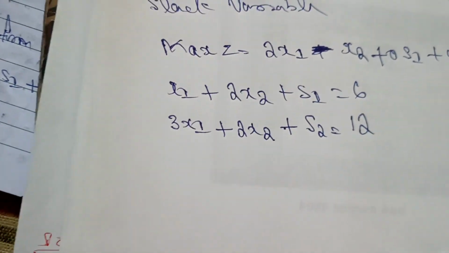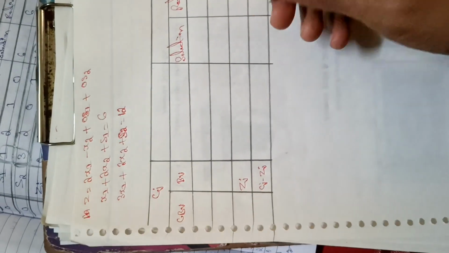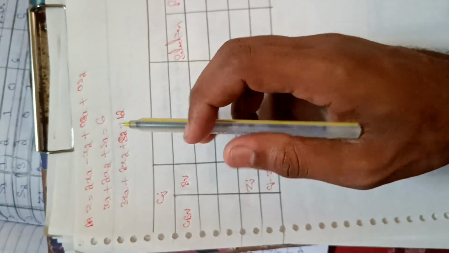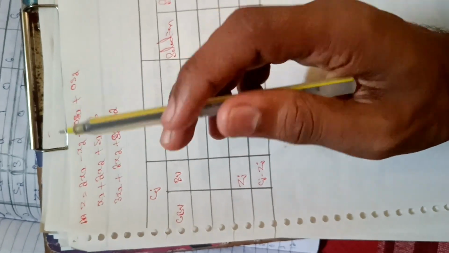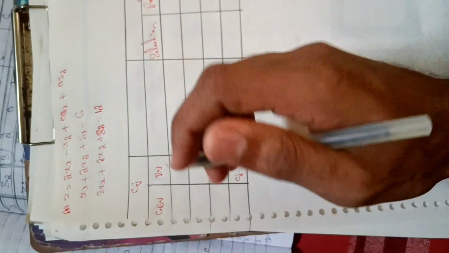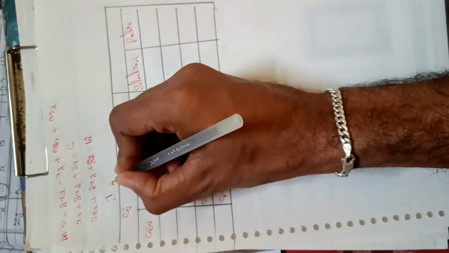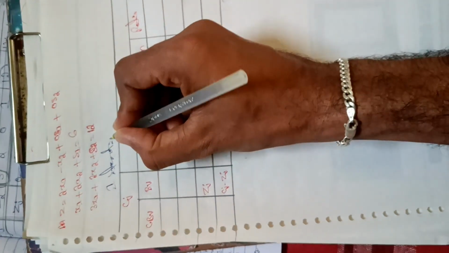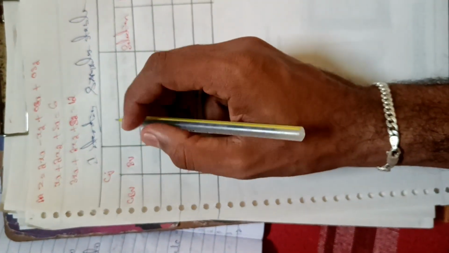Like we did previously for the maximum value, we do the same. First we convert the minimum value to maximum value. After that we make the standard form by adding slack variables. After that we need to write the initial simplex table, the first iteration simplex table.